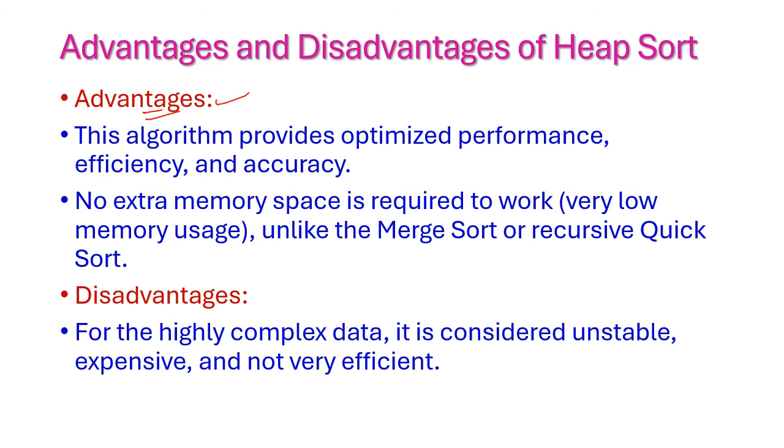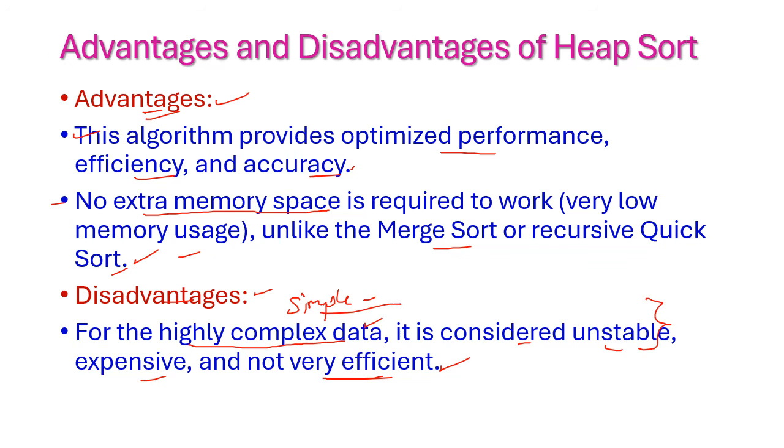Next, let us see the advantages and disadvantages of heap sort. First one is advantages. So this algorithm provides optimized performance, efficiency and accuracy. Okay, and it requires no extra memory space, that is, it requires very minimum memory space when compared to merge sort and quick sort. When it comes to disadvantages, it is very much suitable for only simple data items. When it comes to very highly complex data items, it is considered unstable, expensive and not very efficient. Okay, so this algorithm suits only simple data items.